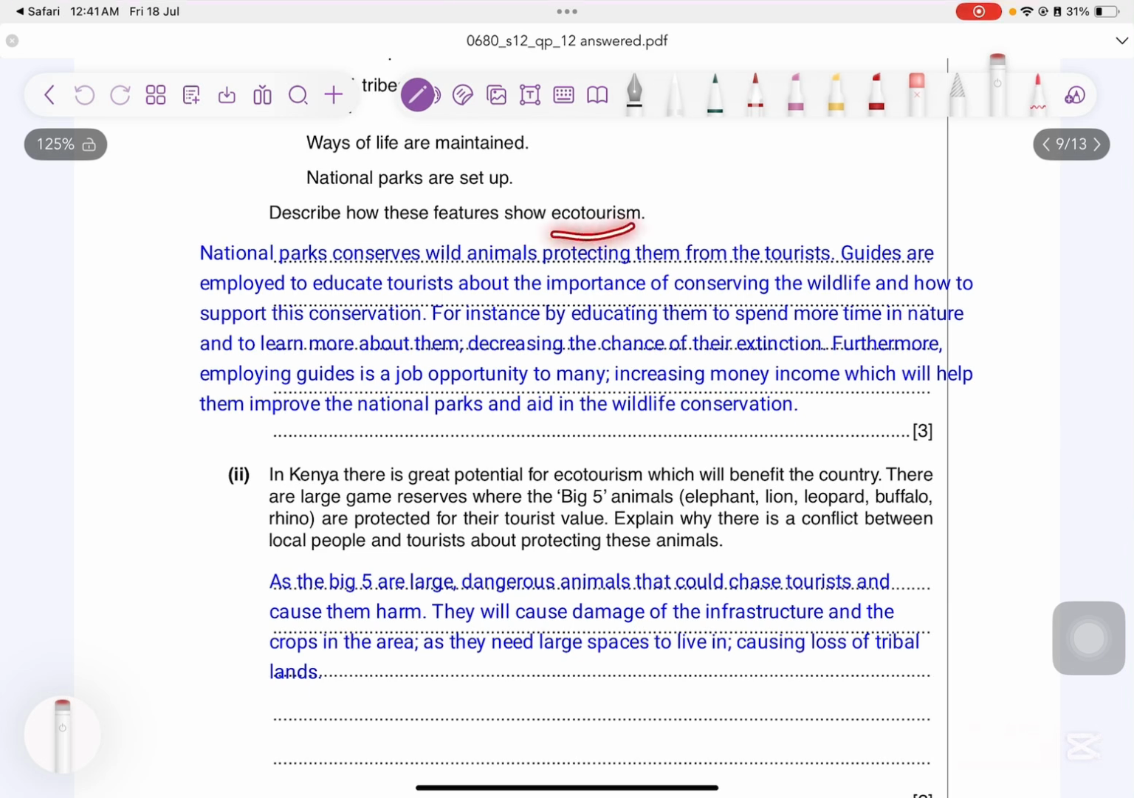Describe how these features show ecotourism. National parks conserve wild animals, protecting them and at the same time allowing tourists to enjoy the site. The guides educate the tourists about the importance of conserving wildlife and how the conservation process works, for instance by teaching them how to spend more time in nature and learn more about animals, decreasing the chances of their extinction. Furthermore, employing guides is a job opportunity for many, increasing money income, which will help to improve the national park and also cause wildlife conservation.